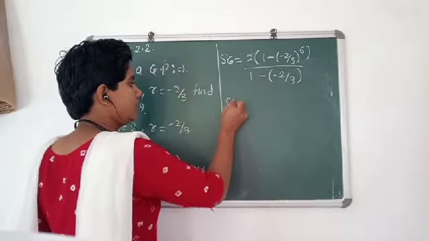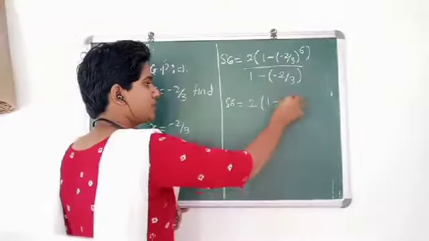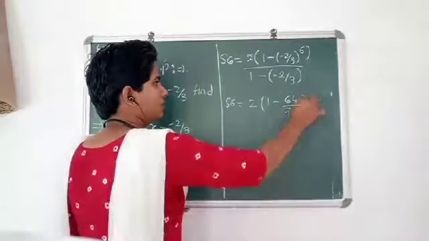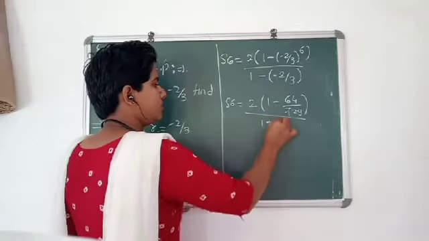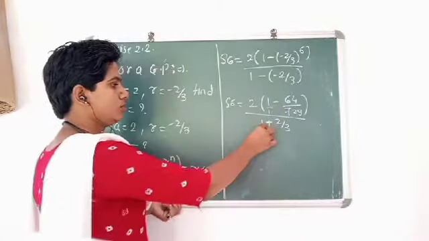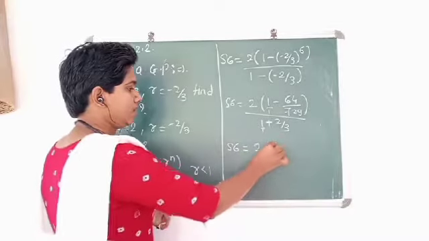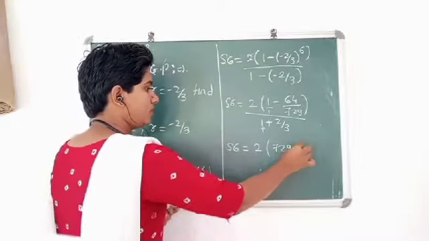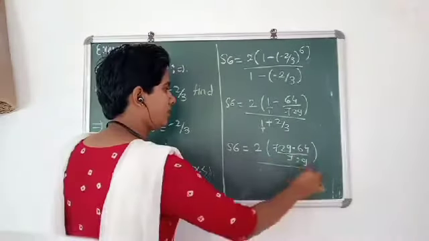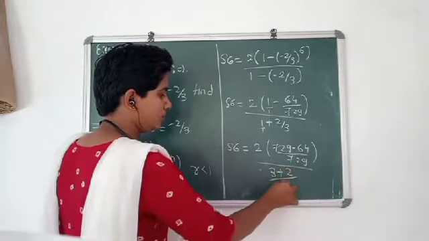So after calculating this we get 2 inside the bracket, 1 minus 2 raised to power 6 is 64, upon 3 raised to 6 is 729, whole divided by 1 plus 2 by 3. Here the denominators are not common, so we make the denominators equal. Then we get 2 inside the bracket, 729 minus 64 upon 729, whole divided by 3 into 1 is 3, 3 plus 2 upon 3.